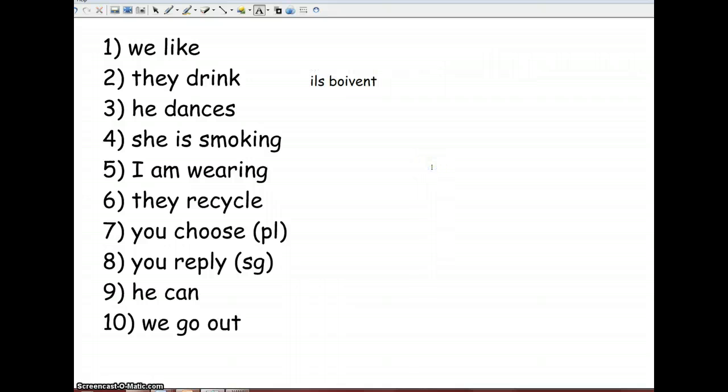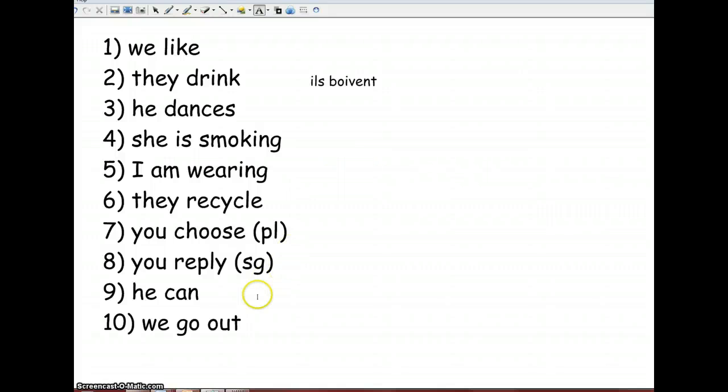Now, without the learning map, the only way to do that is to know it. So eventually, if you're going to be really good at French, you need to remember that one, ils boivent. Without the learning map, you can't just work it out. You've got to know it. Let's move on. He dances.